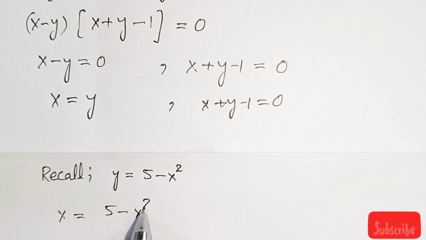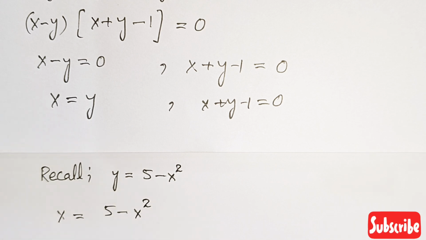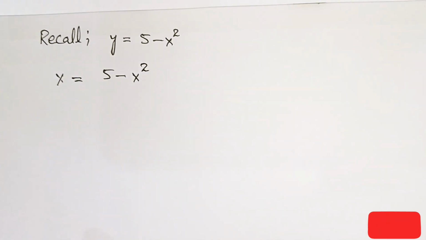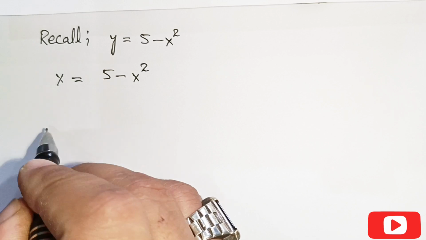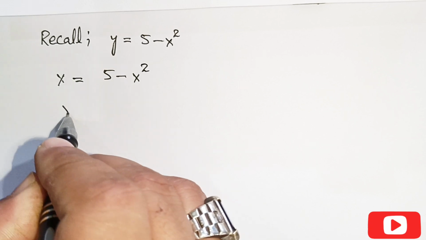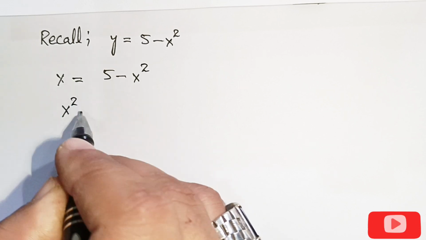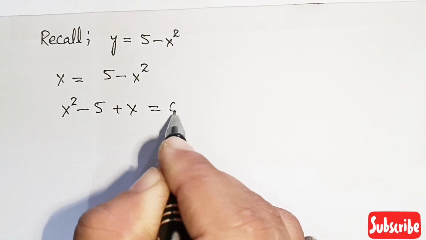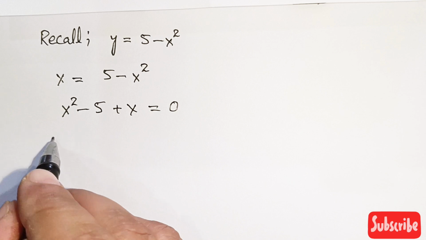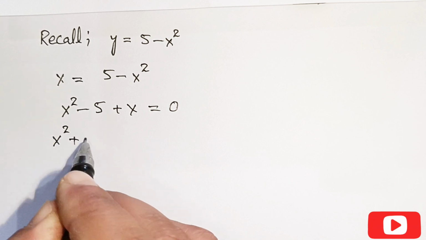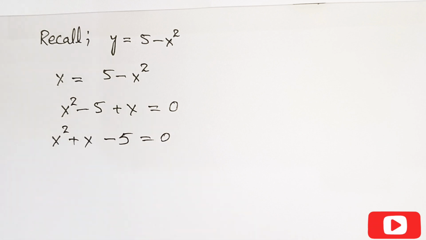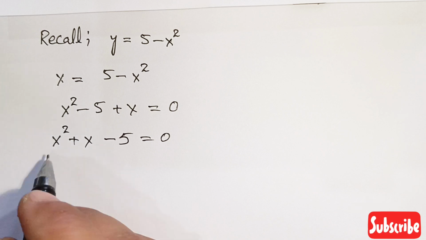Now shifting 5 minus x squared to our left hand side, minus x squared will be plus x squared, plus 5 will be minus 5, and here we have plus x is equal to 0. Now by rearranging we have x squared plus x minus 5 is equal to 0. So it is a quadratic equation. We have to solve it by using the quadratic formula.